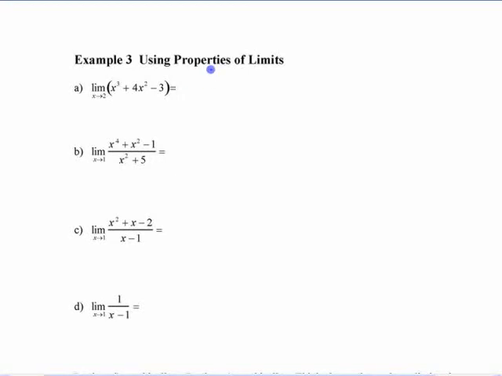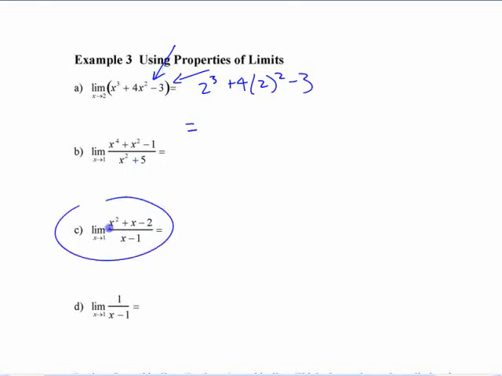Alright, this first one, you don't even need to simplify because you can already substitute it in. There's nothing that's undefined or anything like that. If you want to find the limit of that, it's just going to be equal to whatever 2 to the third is, plus 4 times 2 squared minus 3. I'll leave that for you to figure out. Whatever that value is, that's the limit. You could graph that function and just confirm that it's headed for that. Try some of the other ones. Starting here, you're going to have to simplify.